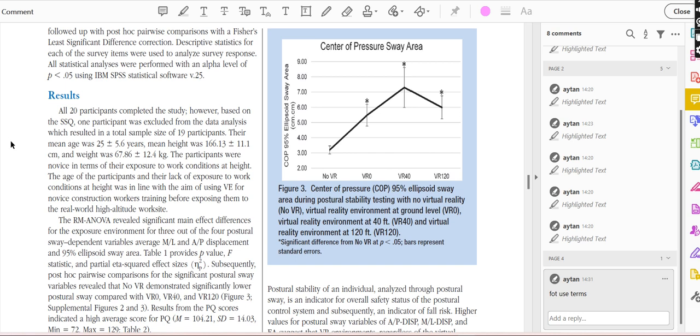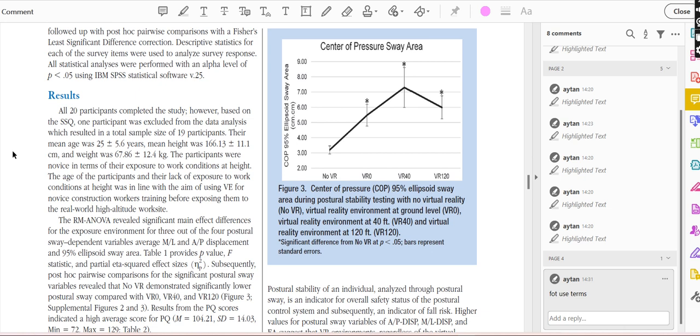Results. All 20 participants completed the study. However, based on the SSQ, one participant was excluded from the data analysis, which resulted in a total sample size of 19 participants. Their mean age was 25 plus or minus 5.6 years, mean height was 166.13 plus or minus 11.1 centimeters, and weight was 67.86 plus or minus 12.4 kilograms.